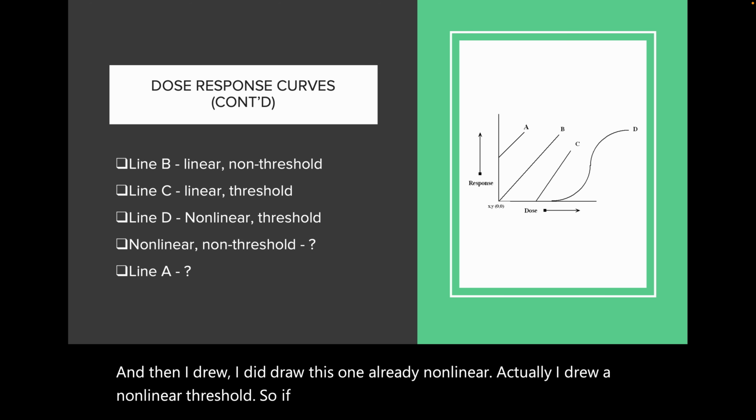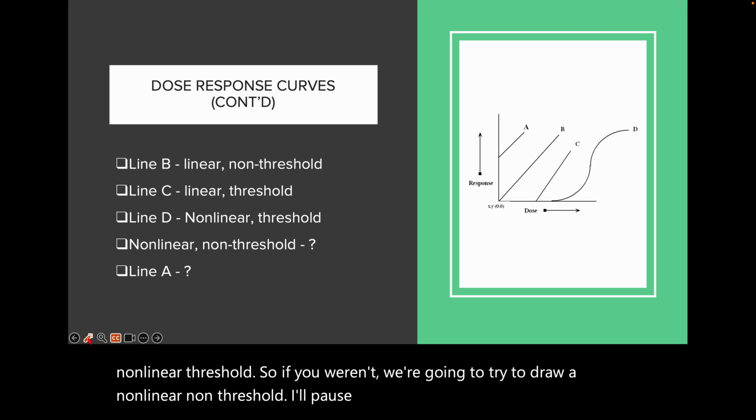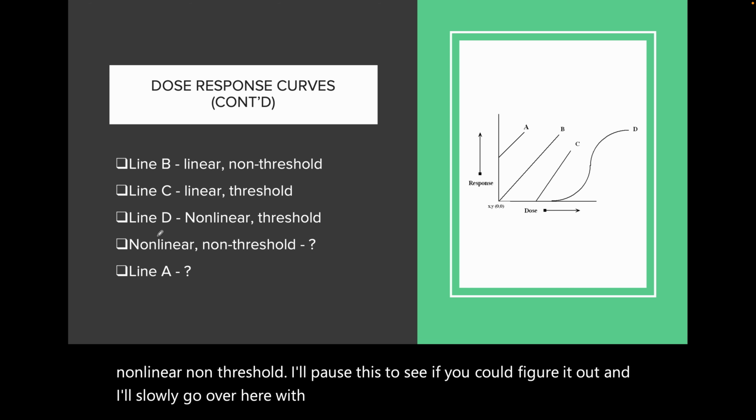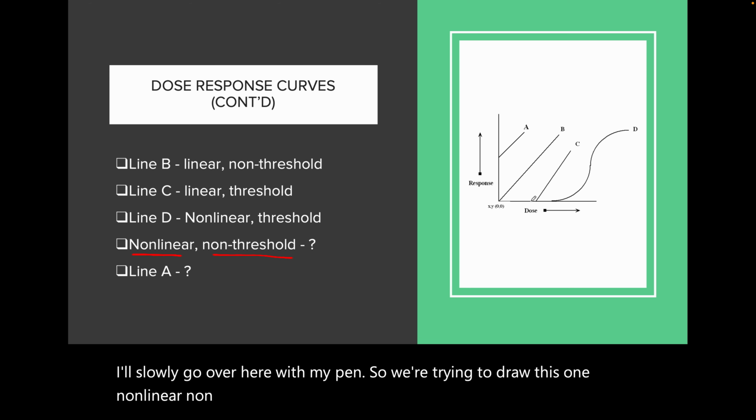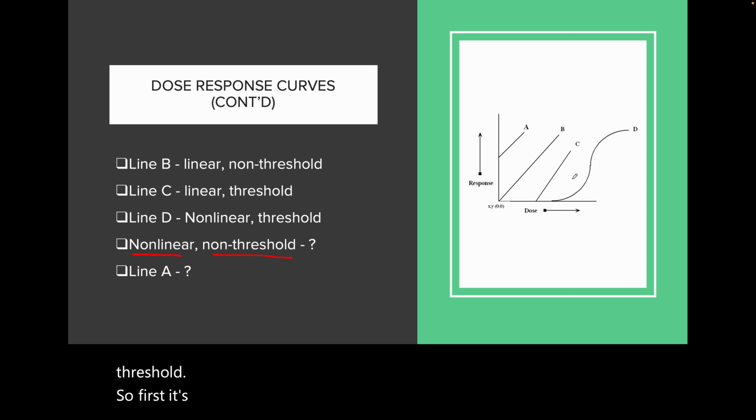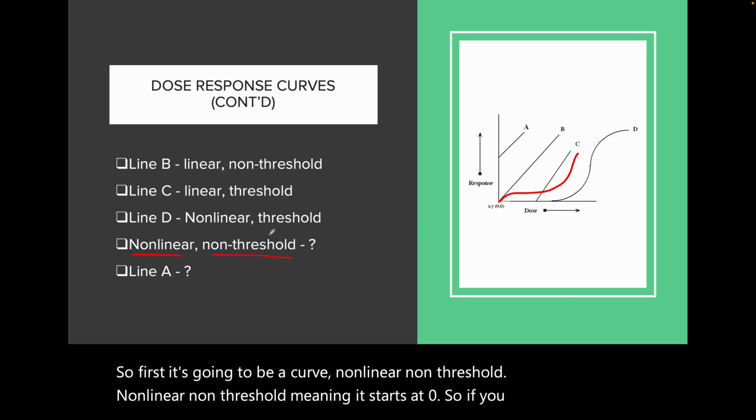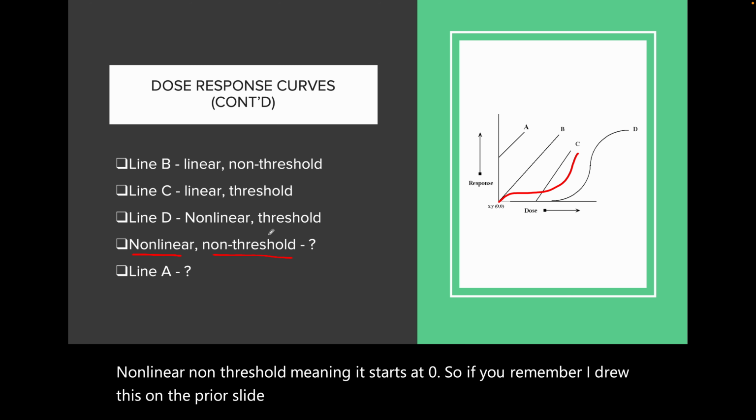We're going to try to draw a non-linear non-threshold. I'll pause this to see if you could figure it out, and I'll slowly go over here with my pen. So we're trying to draw this one, non-linear non-threshold. So first it's going to be a curve. Non-linear non-threshold, meaning it starts at 0. So if you remember, I drew this on the prior slide actually.